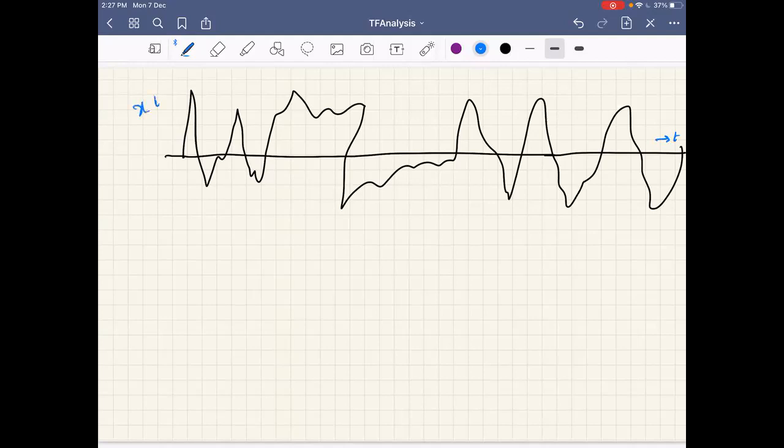This is again another x of t, which may have dominant frequencies omega 1, omega 2, omega 3 or omega 4 at several time durations. And often a mix of these frequencies is also possible.